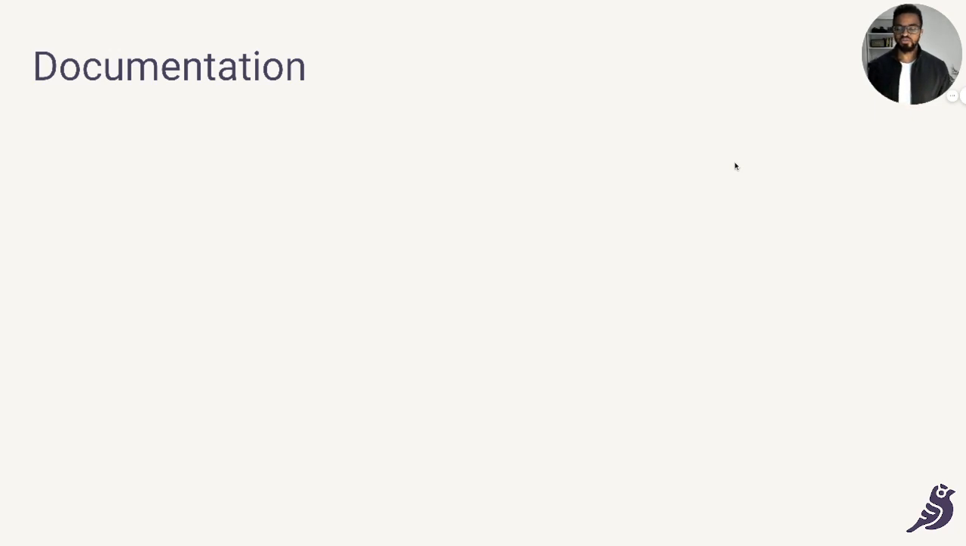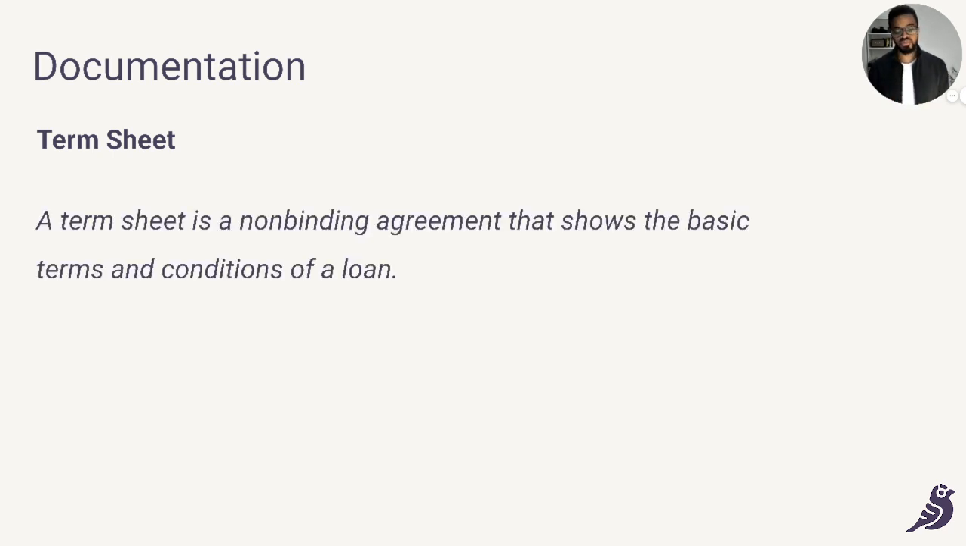Now, to round out this module, let's talk about documentation. In a typical transaction, once the lenders have a structure they are comfortable with, they draw up a term sheet and send this term sheet to the borrower. A term sheet is a non-binding agreement that shows the basic terms and conditions of a loan. It typically serves as the basis for drafting the binding legal agreements that are signed by both parties.